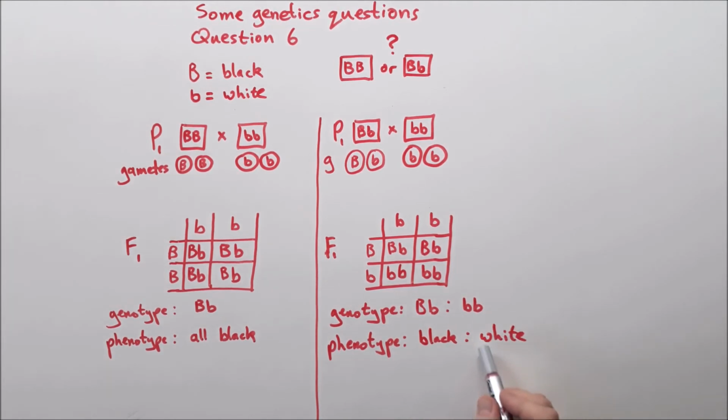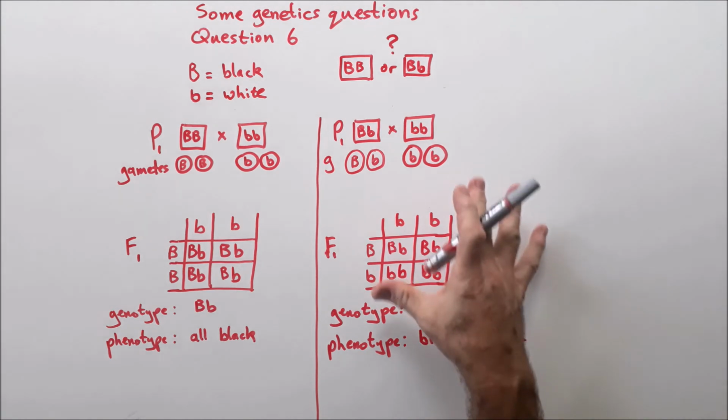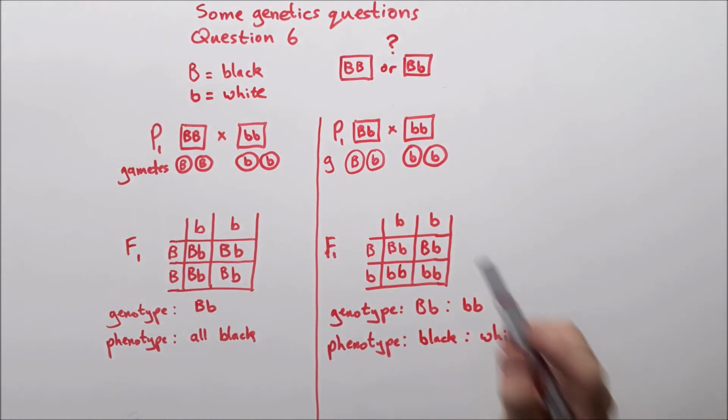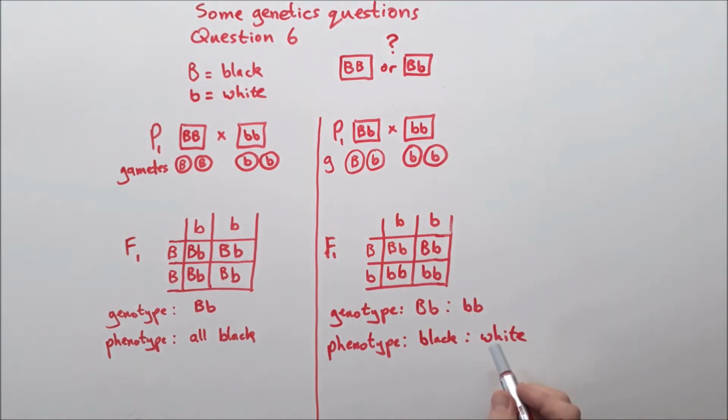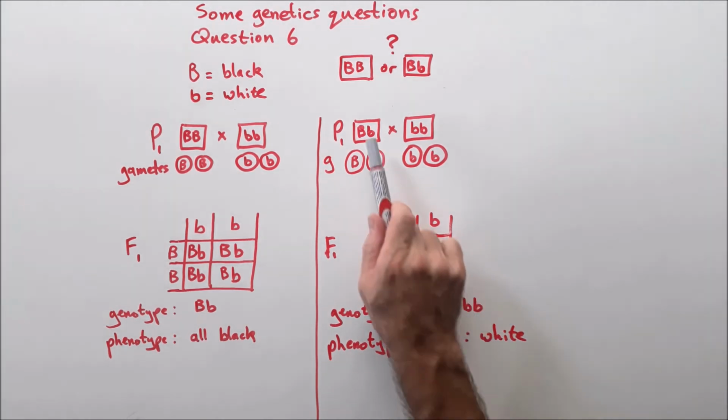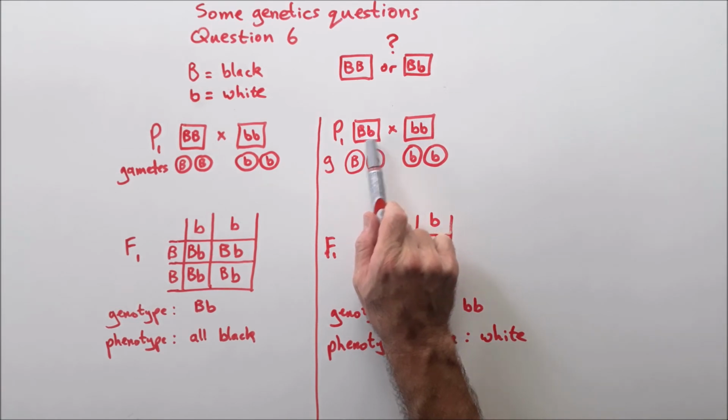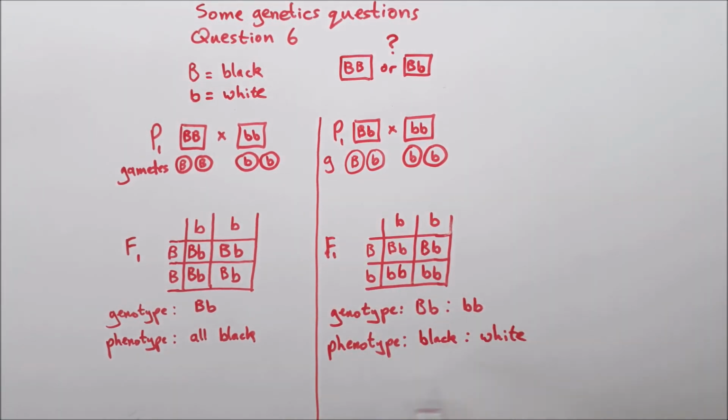However, if he has a white piglet in this generation, then he has to be heterozygous. The only way that white piglet could be white is to get one gene from mum and one gene from dad. So it'll be homozygous white, and that means dad would have had to be carrying the white gene. So that's one way to do it.